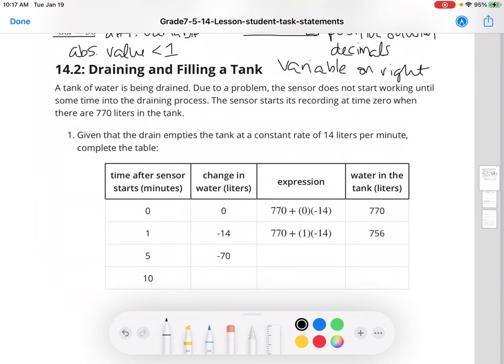14.2, draining and filling a tank. A tank of water is being drained. Due to a problem, the sensor does not start working until some time into the draining process. The sensor starts its recording at time 0 when there are 770 liters in the tank. Given that the drain empties the tank at a constant rate of 14 liters per minute, the constant rate's important here, complete the table.